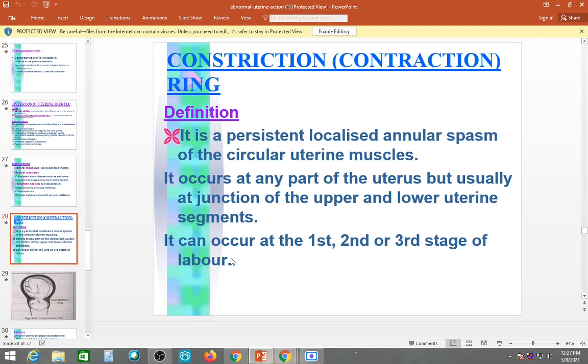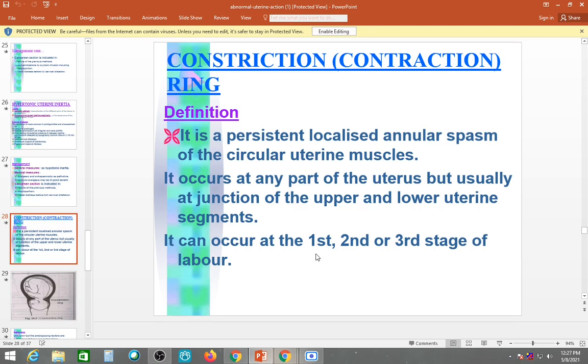This constriction ring will occur during the first stage also. It will occur during the second stage also, and even during the third stage also. We already dealt with that. When it comes to retained placenta, we have to check. Like last time we discussed the clasp contractions. That is one during the third stage of labor. There is a chance of retained placenta.